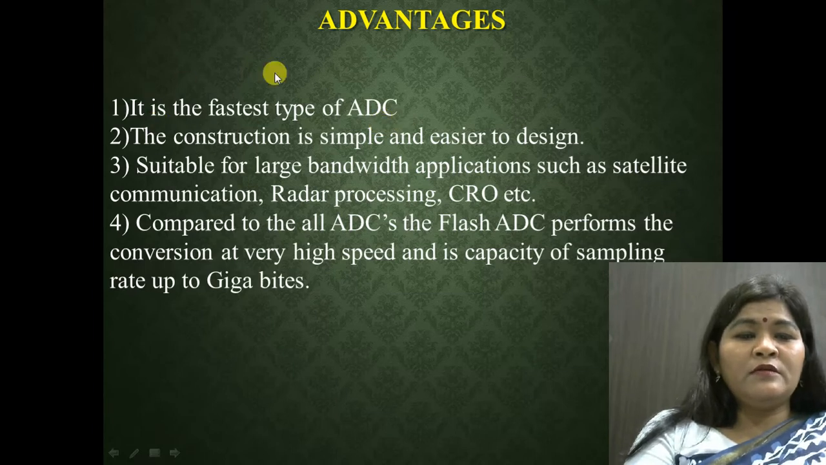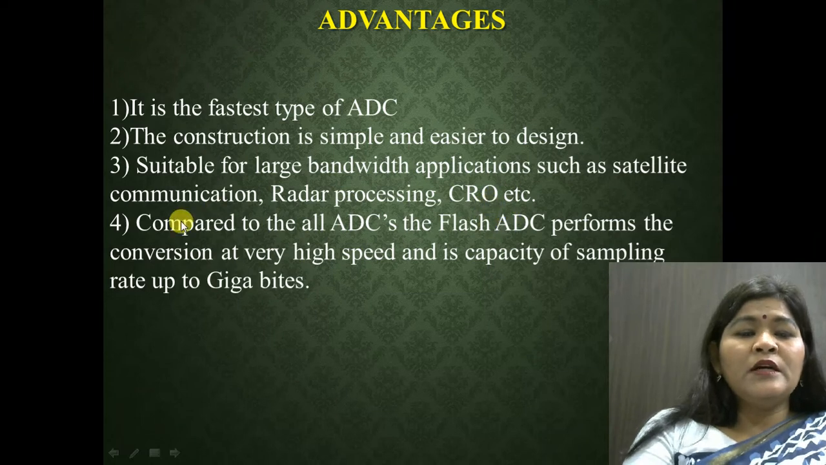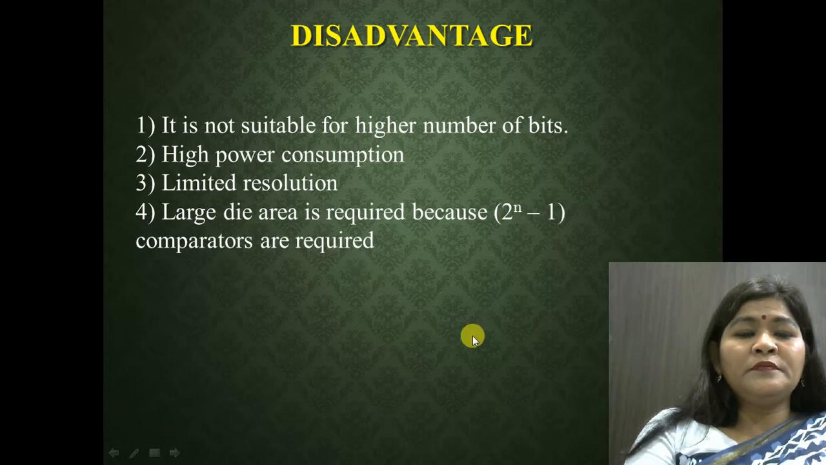So here are some advantages of this converter. It is the fastest type of ADC. The construction is simple and easier to design. It is suitable for larger bandwidth applications such as satellite communication, radar processing, oscilloscopes, etc. Compared to all ADCs, the flash ADC performs the conversion at very high speed, with a sampling rate up to gigahertz. So these are the advantages, and now let's come to the disadvantages of the flash type ADC.